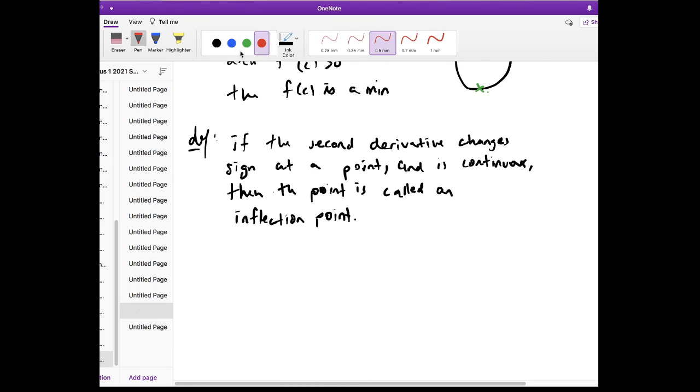Yeah, the big thing about an inflection point is that it needs to change sign. So f double prime equals 0 is not enough. Also, the second derivative, yeah.